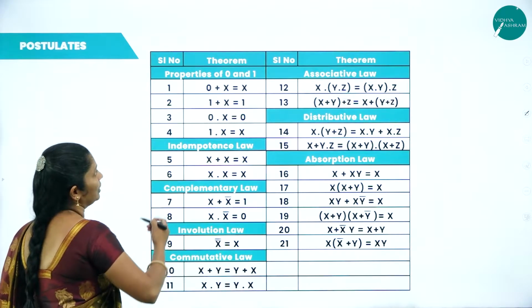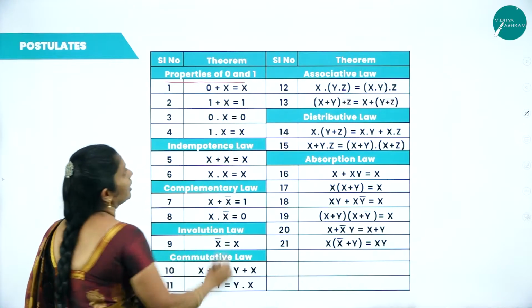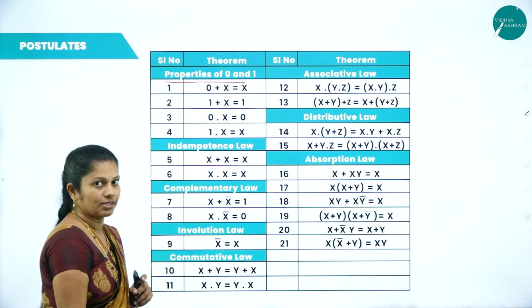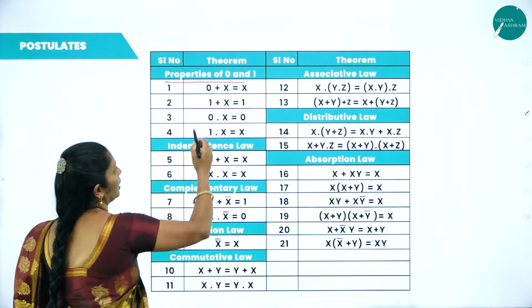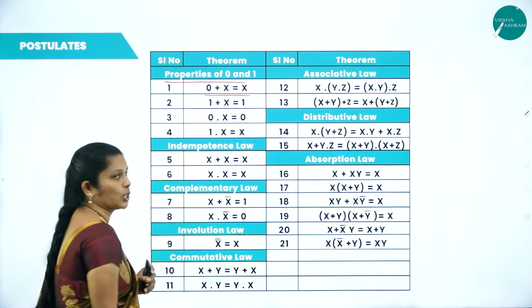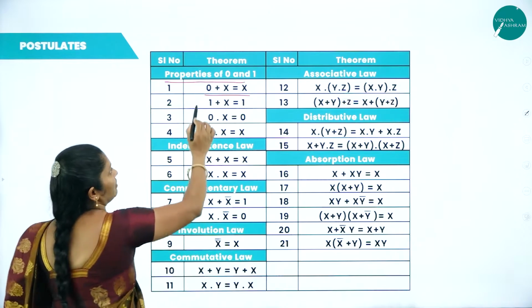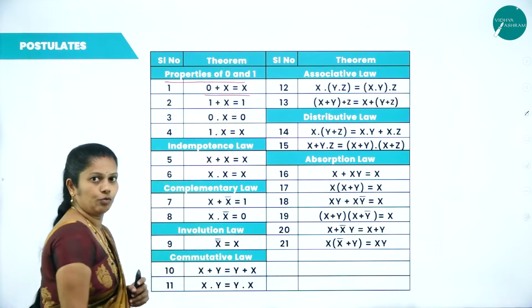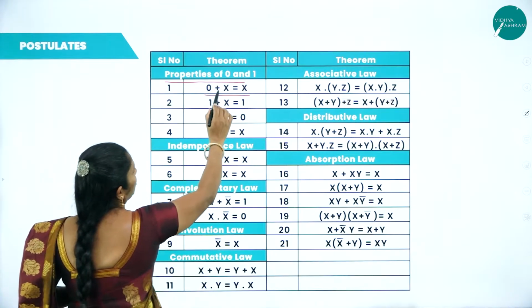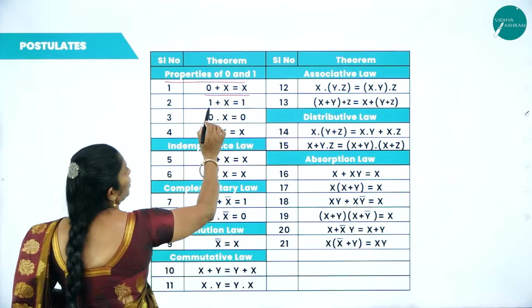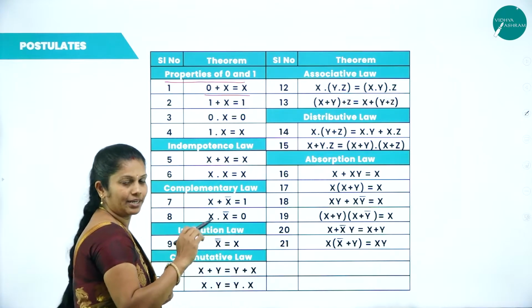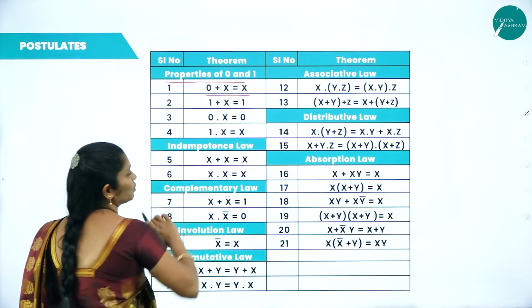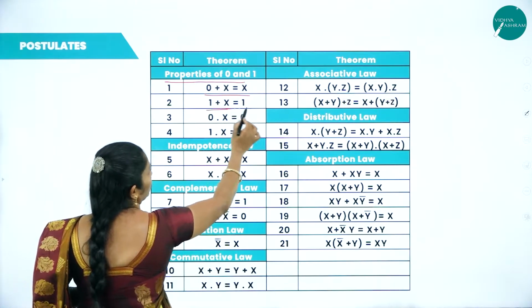When we come to postulates, the first postulate is the properties of 0 and 1. In this, 0 plus x equals x. If any variable, here we have 0 and here we have 1, and here we have the plus operator and here also we have the plus operator. 0 plus x equals x. In the same way, 1 plus x equals 1 here. If you have any variable with plus with 1, then the output becomes 1 only.